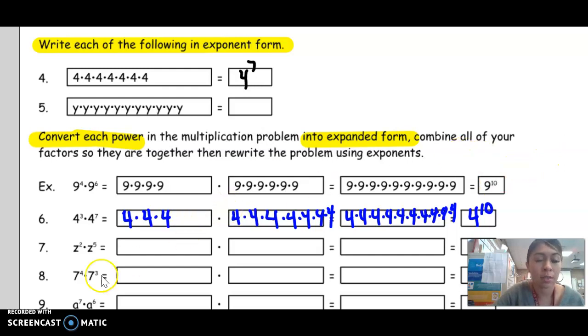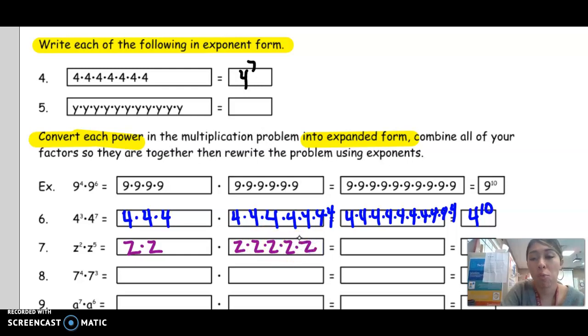Let's do 7 together also. 7 is multiplying exponents that have variables. So the first one is the variable z, and that is taken to the power of 2, and that's going to be multiplied to z with a power of 5. So we're going to do the same thing. So we're going to expand it out. So z multiplied to z, that's going to be 2 z's, and then we're going to do it again with 5 z's. So 1, 2, 3, 4, 5.